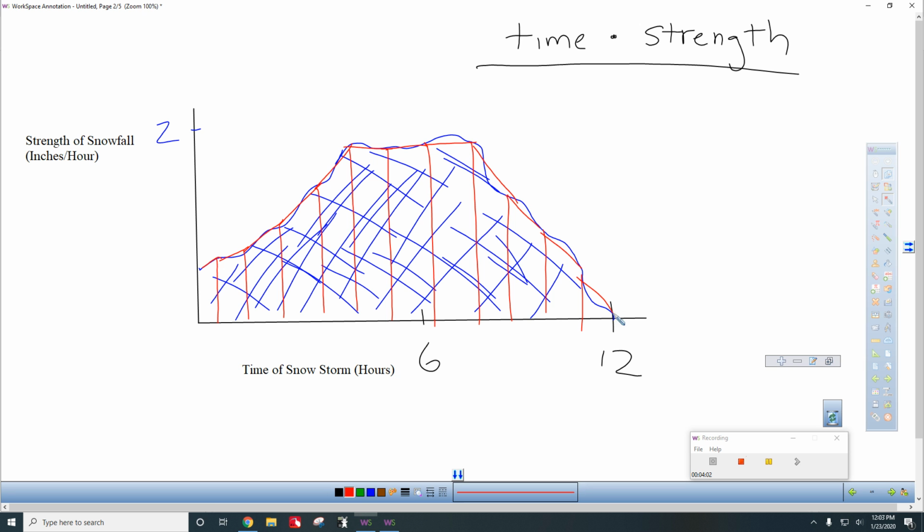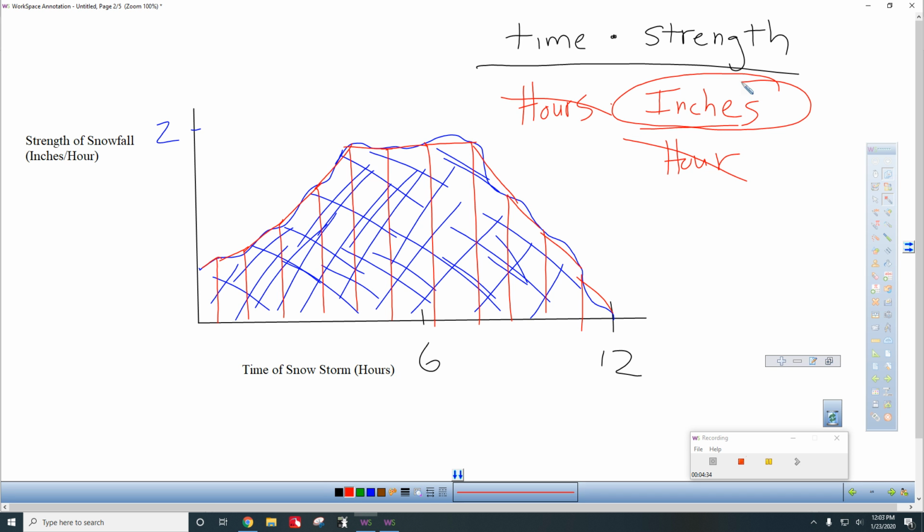What would the area represent? Let's look at it by multiplying our units. Time is measured in hours, and strength is measured in inches per hour. And what happens when we multiply? Oh, it's going to give us inches. The area underneath that curve is the total snowfall.